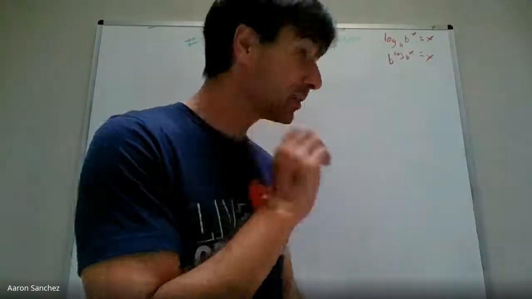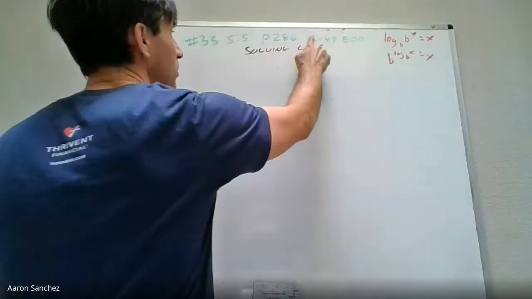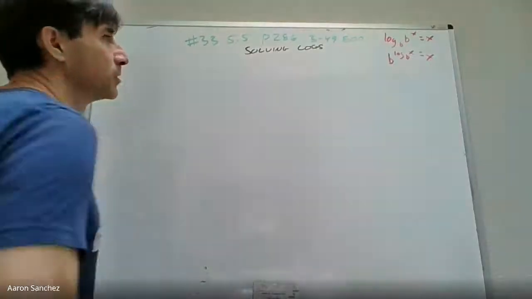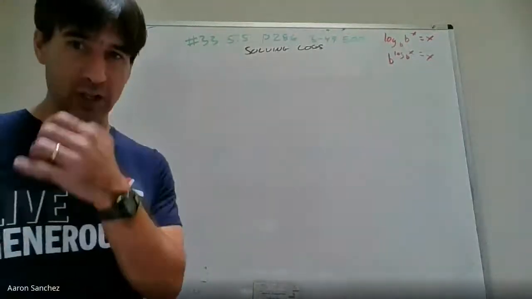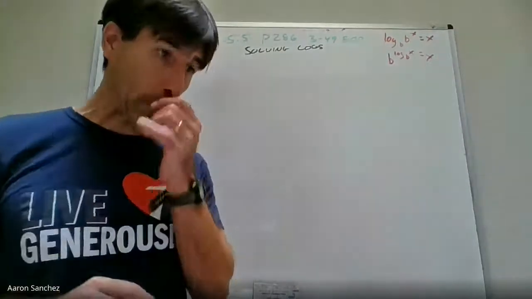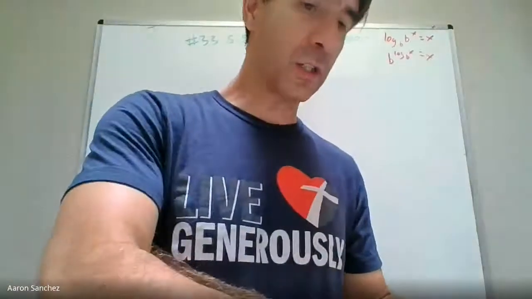All right. So here's what we're doing today. We're doing assignment number 33, 5.5, 286, 3 through 49, every other odd. We're solving logs. Okay, so we're solving log equations. It's going to be awesome because check your understanding has a bunch of problems here. It shows us when we can use logs at a practical time.